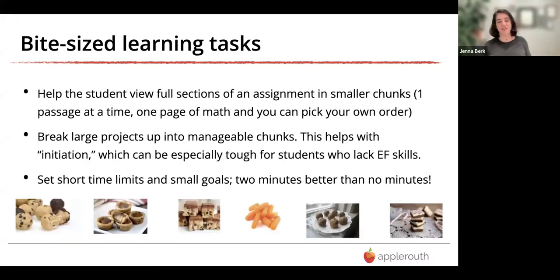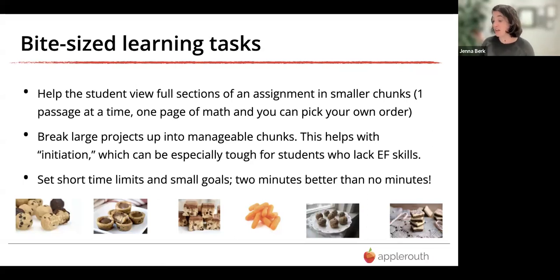If you think back to the slide I had about tying your shoes, this is the same exact idea. So this bite-sized learning is so helpful. So I'm just going to read one passage at a time. I'm just going to do one page of math. Taking this large project and I am going to cut it up into little bits and pieces. So if you remember that initiation that I talked about, the ability to start something, that can be really hard if you have a lack of EF skills.